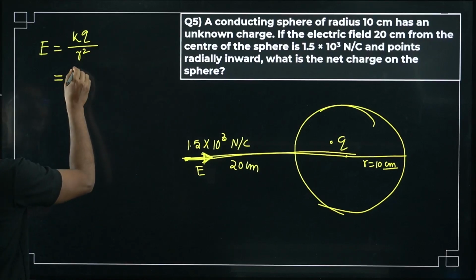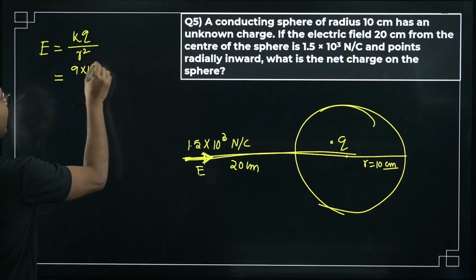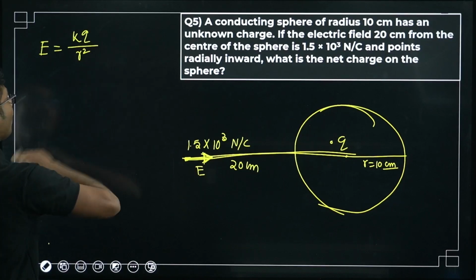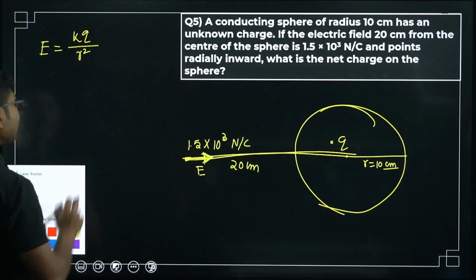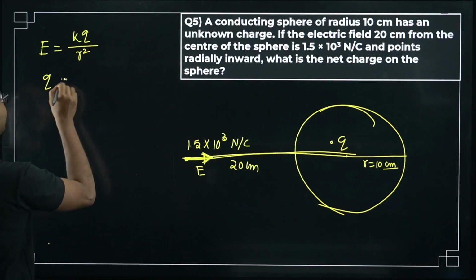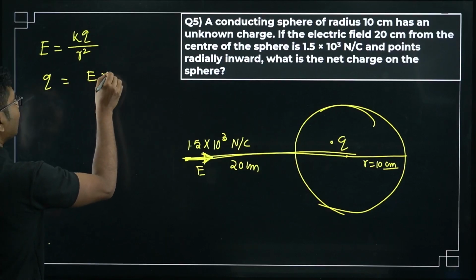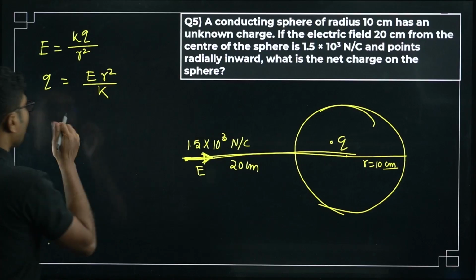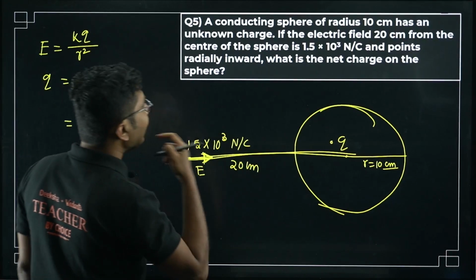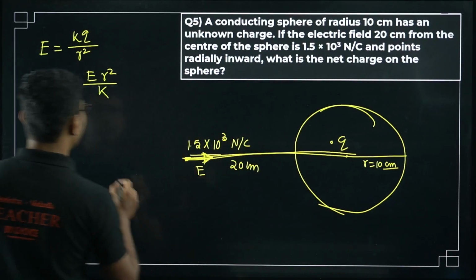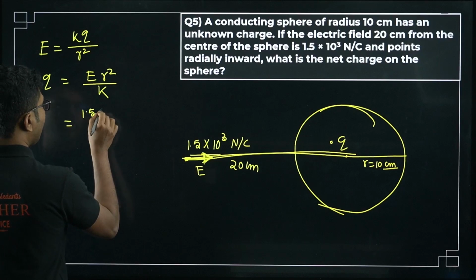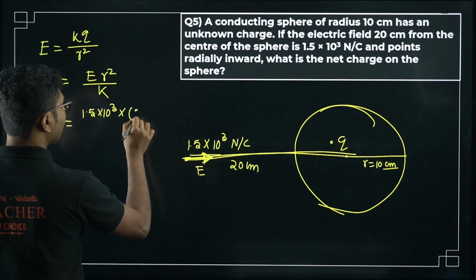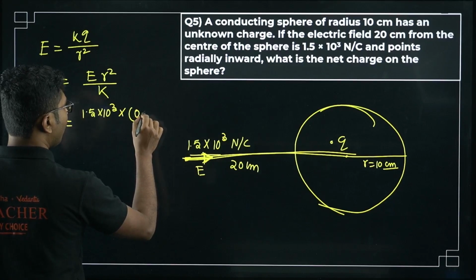So what is K? 9 into 10 to the power of 9. Now one more thing, don't plug in right now. What are we trying to find? We are trying to find the charge Q. So Q is basically E into R square divided by K. That will be easier to solve. So what is the value of E? E is given 1.5 into 10 to the power of 3. R is given 20 centimeter. 20 centimeter means 0.2 whole square.